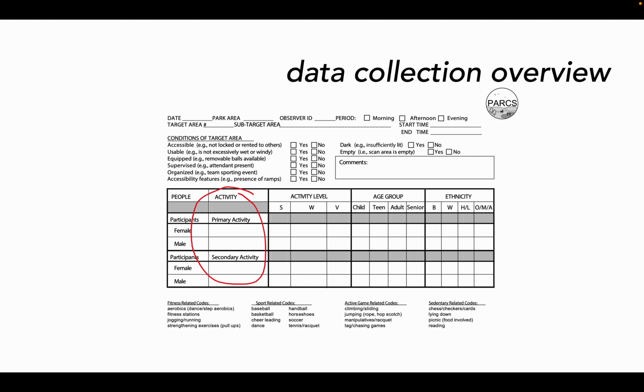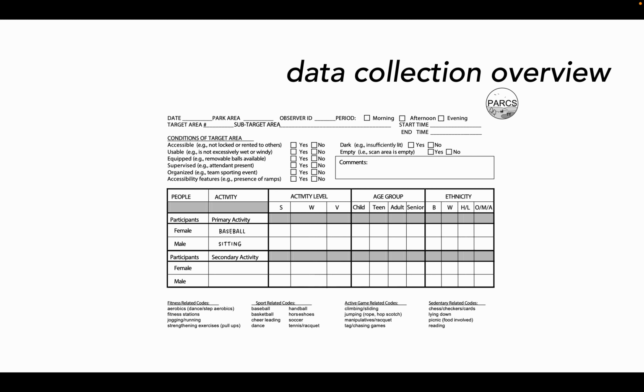In this example, we'll assume that there's a local league baseball game happening. We'll say that most of the women in the target area are playing the game, and most of the men are in attendance spectating on benches and lawn chairs. When prompted for secondary activity, we need to consider if there is anything that a substantial minority of females or males are doing.